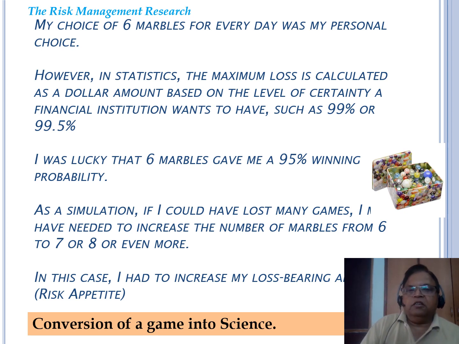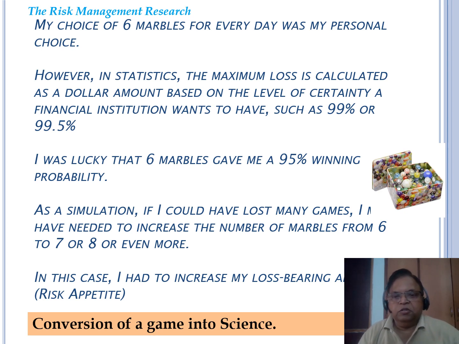When the financial institution calculates, their number will come out to be something different than six. I was lucky that six marbles gave me a 95% winning probability. Now here comes another scenario. As a simulation, if I had lost many games, I might have needed to increase the number of marbles from 6 to 7, 8, or even more. Because my winning percentage was very high, close to 95%, my number six was good enough. Had I been losing more games, then I would have had to increase from 6 to 7 or 8. And that's where the concept of risk comes in, that you have to increase because of your winning percentage.